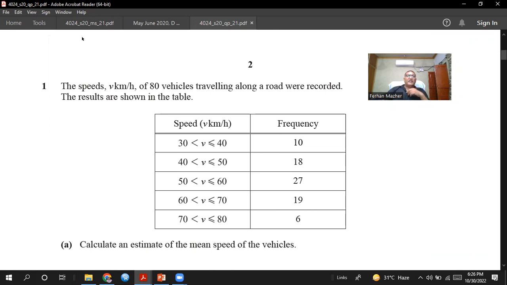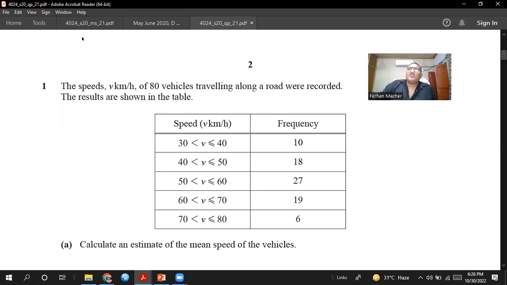the speed in km/h of 80 vehicles traveling along a road were recorded. The results are shown in the table. From 30 to 40, there are 10 cars. From 40 to 50, there are 18 cars. From 50 to 60, there are 27 cars. From 60 to 70, there are 19 cars. And from 70 to 80, there are 6 cars. The question is: calculate an estimate of the mean speed of the vehicles.